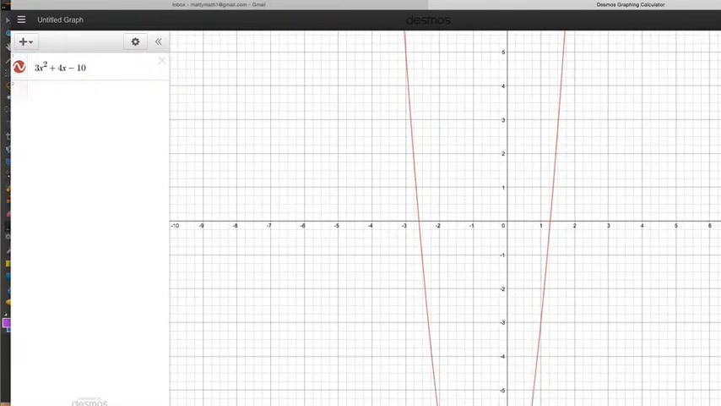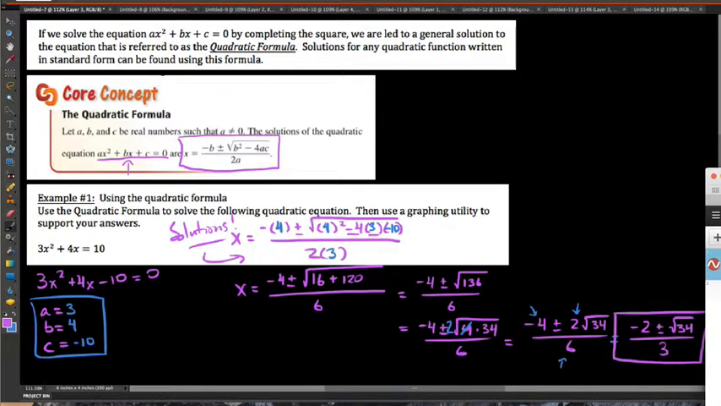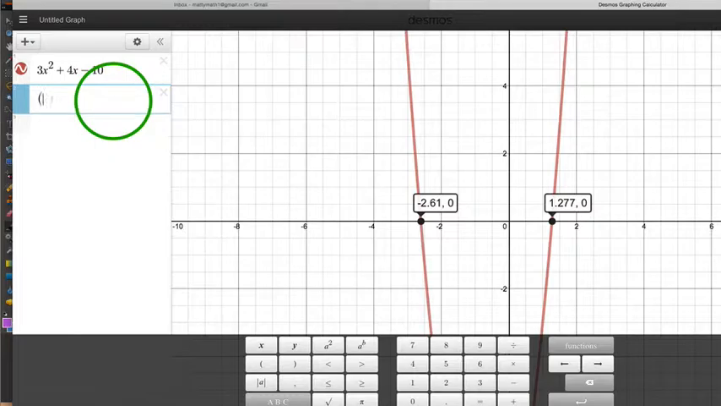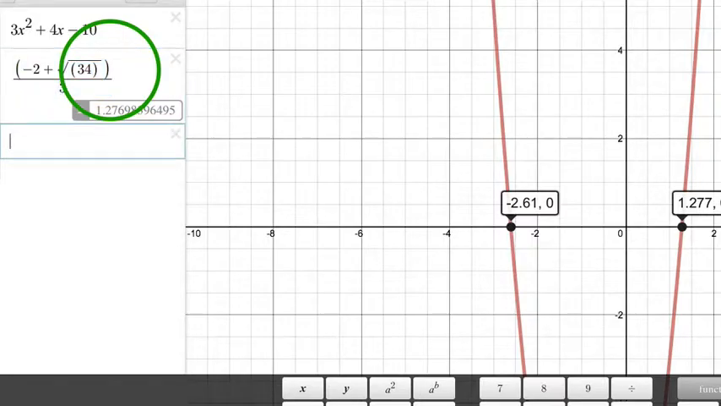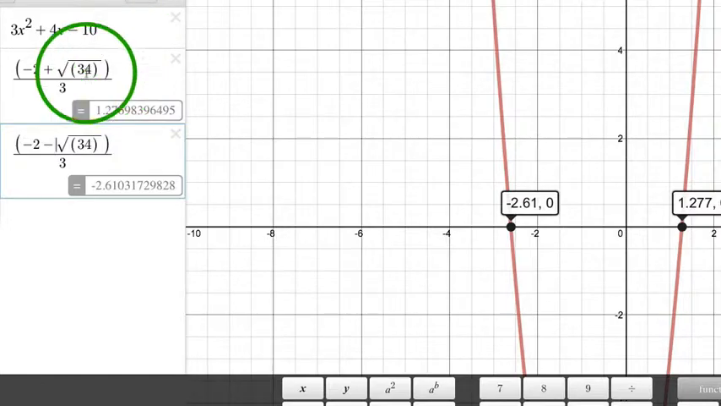But what I want to point out is that what we were solving for were the solutions at zero. So I get this 0 here and this 0 here. Now furthermore, we had negative 2 plus or minus root 34 over 3. I'm going to pull some magic here: negative 2 plus the square root of 34, divided by 3. Then I'm just going to copy and paste this down here and make this a negative. Our two solutions are with both a positive and a negative here. You notice that these are the exact same decimal values that you're seeing on the x-axis.